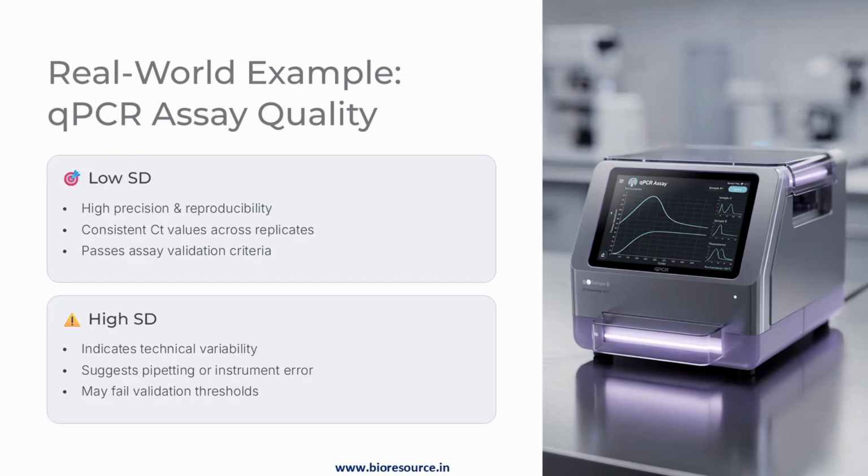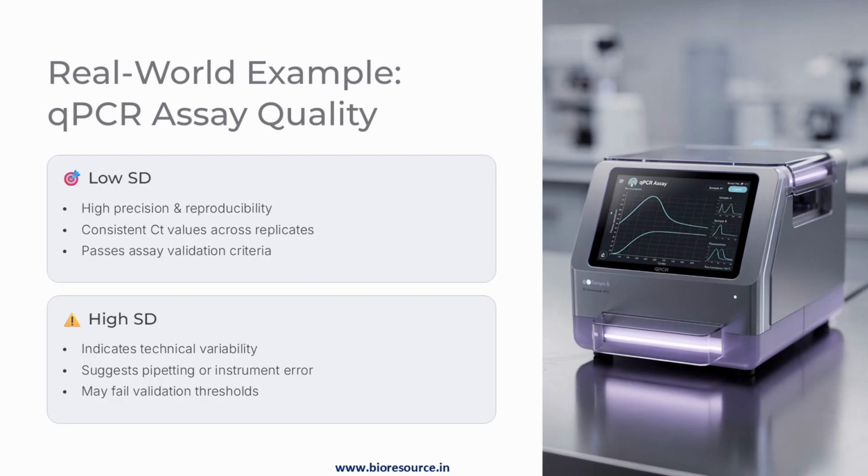In qPCR experiments, two runs can have the same average CT value but very different variability. A low standard deviation indicates consistent and reliable results. A high standard deviation suggests technical issues such as pipetting errors, contamination, or poor assay design. So even if the mean is the same, the data quality is not.